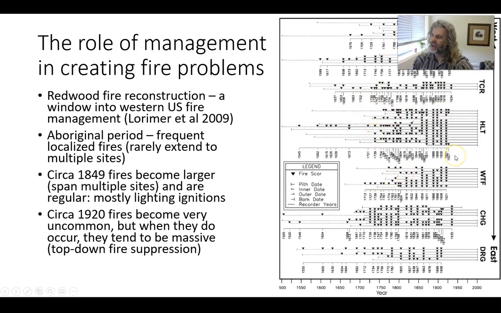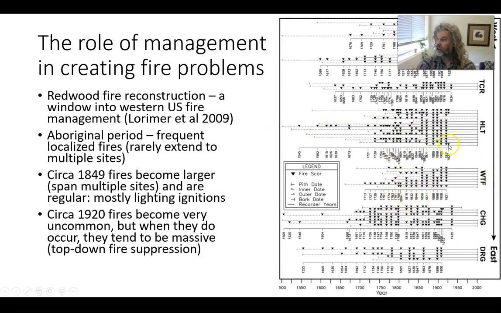This is a reconstruction of the timing of fires in redwood forests. And granted, that's one forest type for California, but bear with me here. I think it's broadly relevant. And each of these marks shows you a fire event. These are reconstructed using dendrochronological reconstruction, which is basically dating events using tree rings. And the points themselves are fire scars.